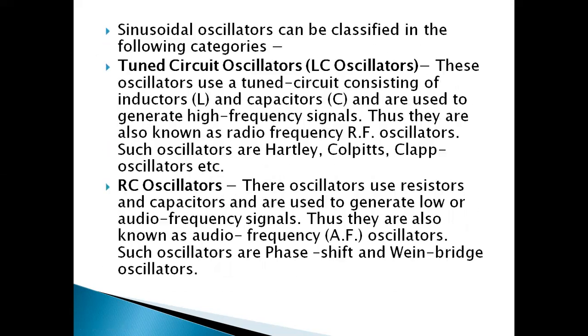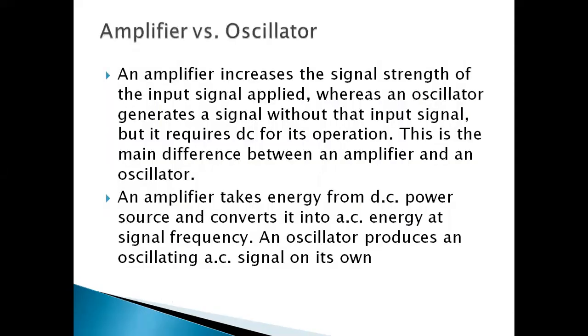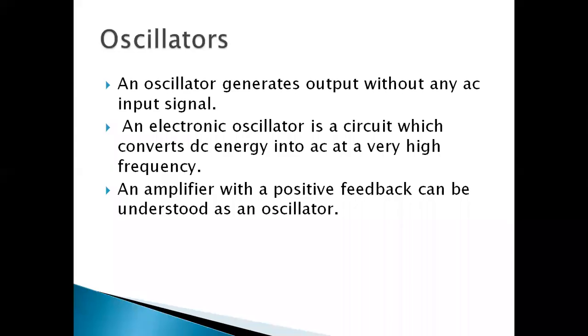So what is an oscillator? An oscillator is an electronic circuit which generates an output signal without any AC input signal. Here we are applying a DC signal, and it converts that DC signal into an AC signal.